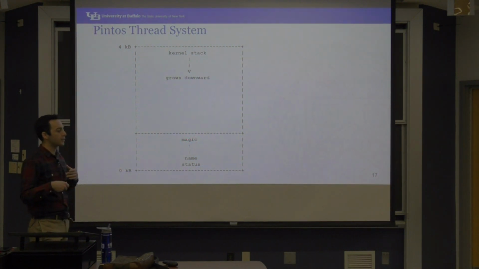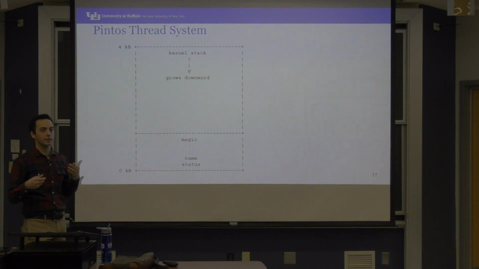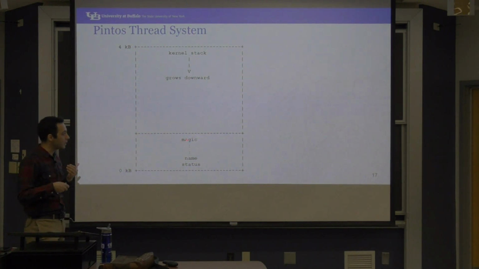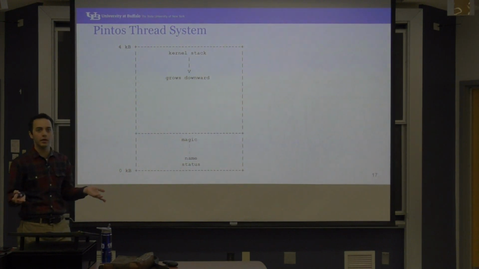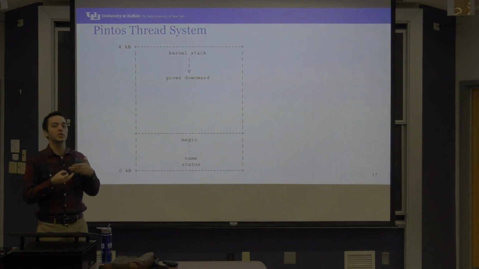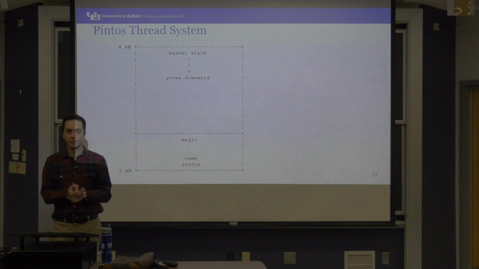But if this byte is not as expected, it's not the same constant as defined, that means that the kernel stack has grown so much that it has overwritten this part, and that's a failure because now your TID, status, all of these might be just garbage, right? So that thread struct is not useful anymore, and then your kernel crashes, right?